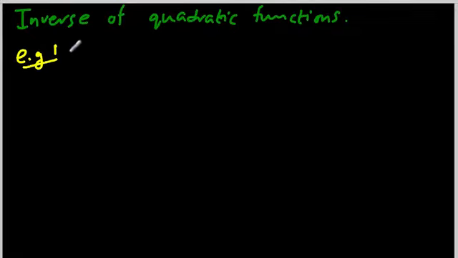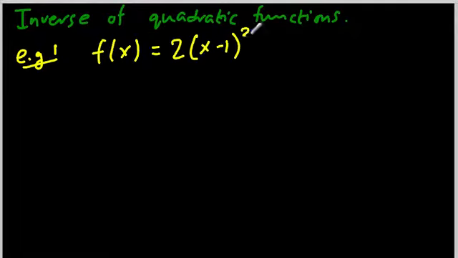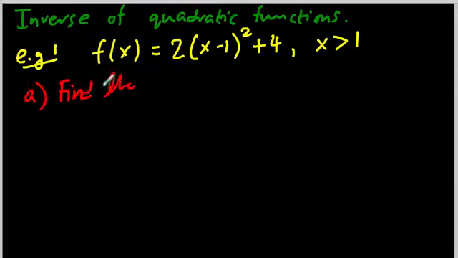So here's example 1. And by the way, just remember that the inverse of a quadratic function will end up as a square root function, and vice versa. The inverse of a square root function will end up as a quadratic function. So anyways, here we go. Here's f of x, and this is equal to 2 times (x minus 1) squared plus 4. And I'm going to provide a domain restriction, which is x is greater than 1. So here's my first question, which is find the domain and range of f of x.